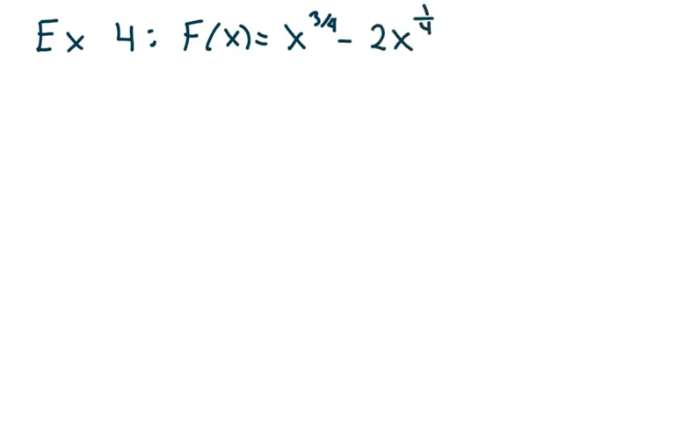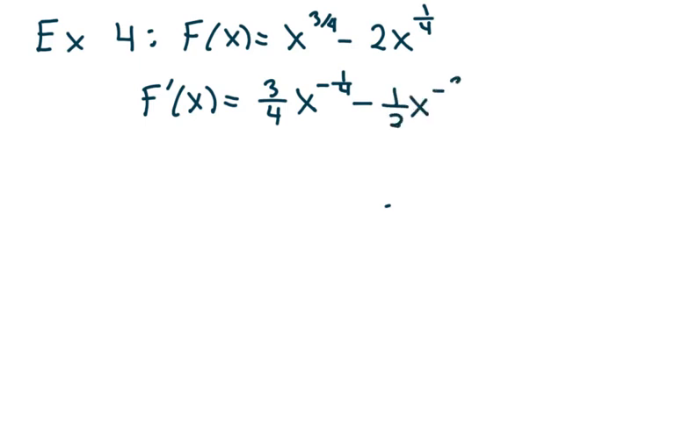So let's do one more example for this video. We'll call this example 4. Suppose I had the following. Capital F of x is x to the 3/4 minus 2x to the 1/4. So let's take a look at the derivative. You get 3/4 x to the negative 1/4 minus 1/2 x to the negative 3/4.